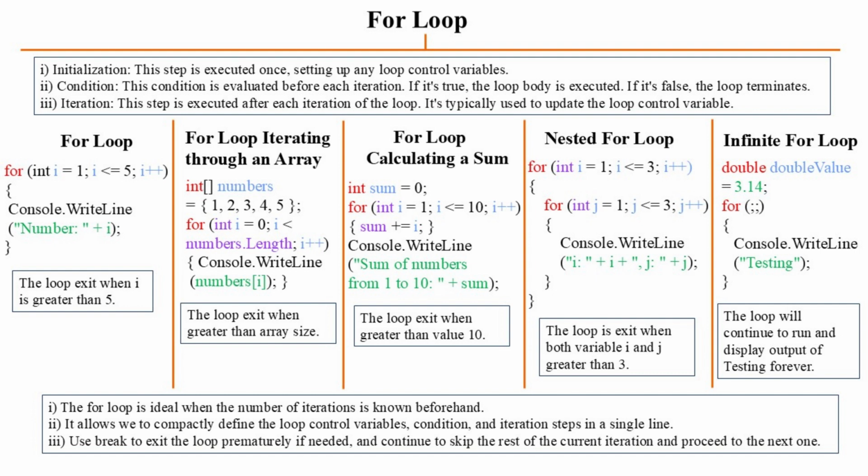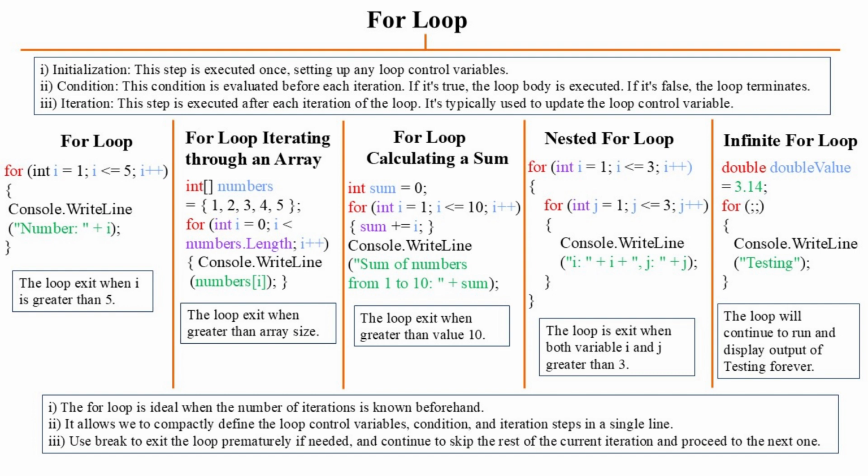Initialization is executed once for setting up any loop control variables. The condition is evaluated before each iteration. If it's true, the loop body is executed. If it's false, the loop terminates. The iteration statement is executed after each iteration of the loop to update the loop control variable.